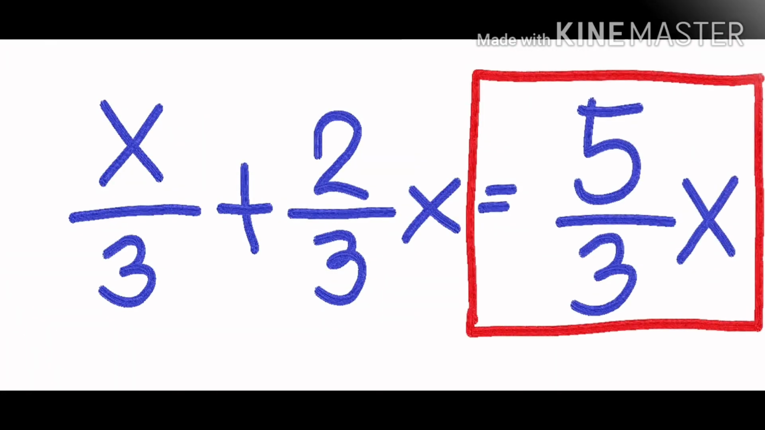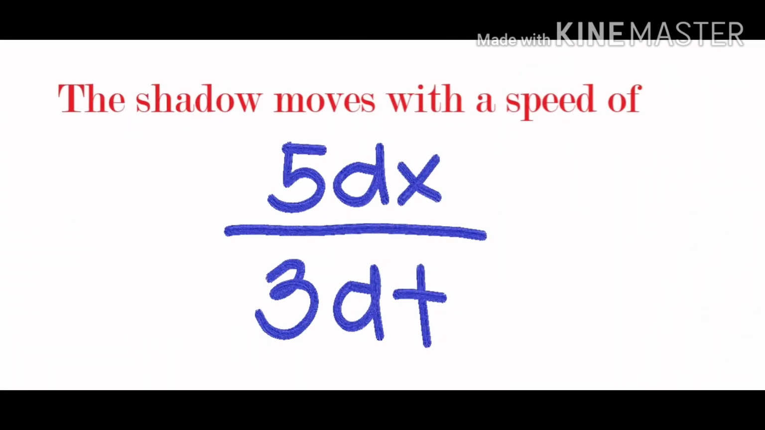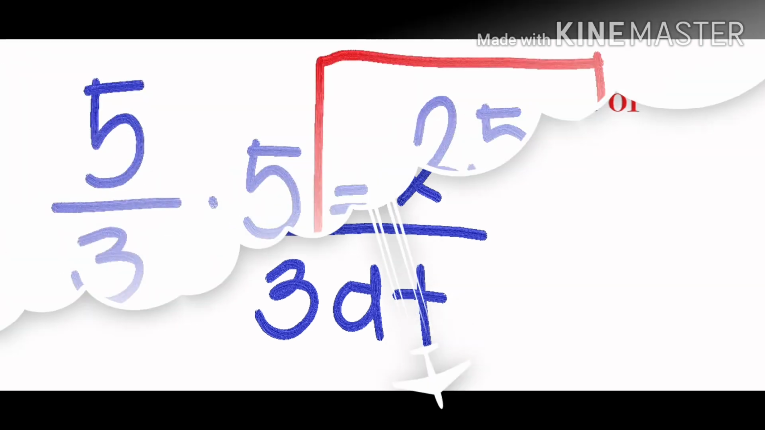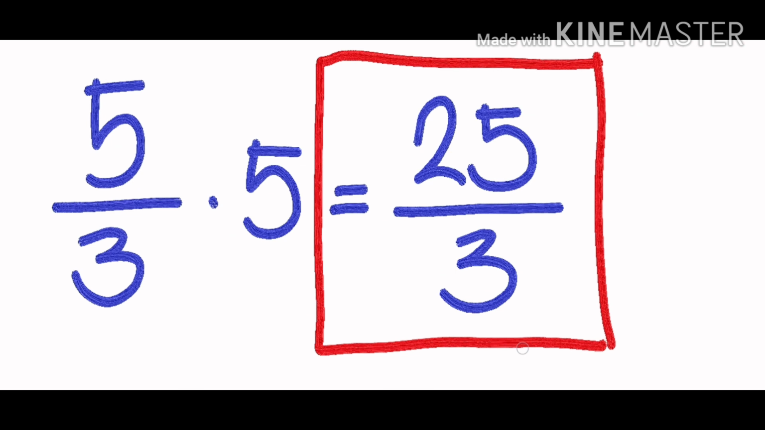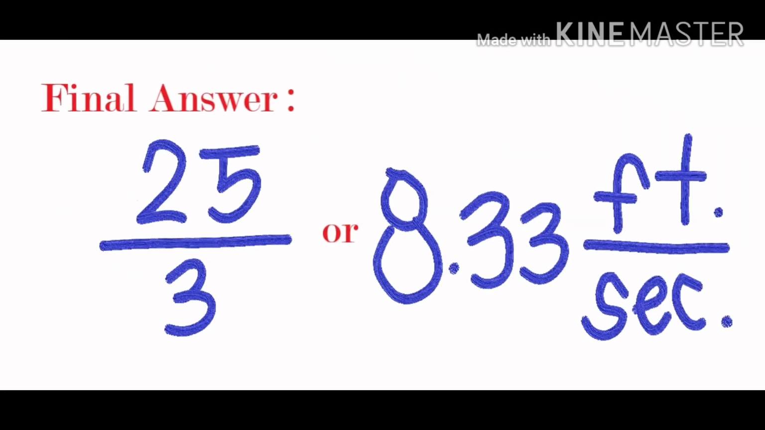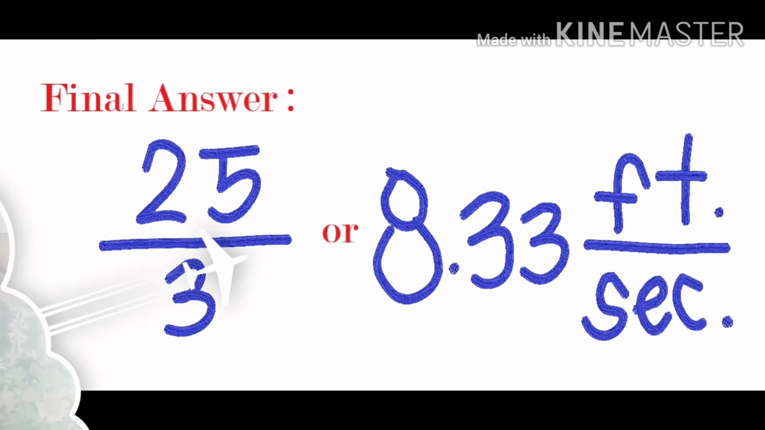The solution for that, we need to put 3 over the x and cross multiply it with 2 over 3x, and the answer will be 5 over 3 x. When the man moves dx feet, the shadow moves 5 over 3 dx feet. The shadow moves with the speed of 5 dx over 3 dt. To get the final answer, we need to multiply the 5 over 3 by 5. That 5 is the speed in feet per second. So the answer will be 25 over 3 or 8.33 feet per second.